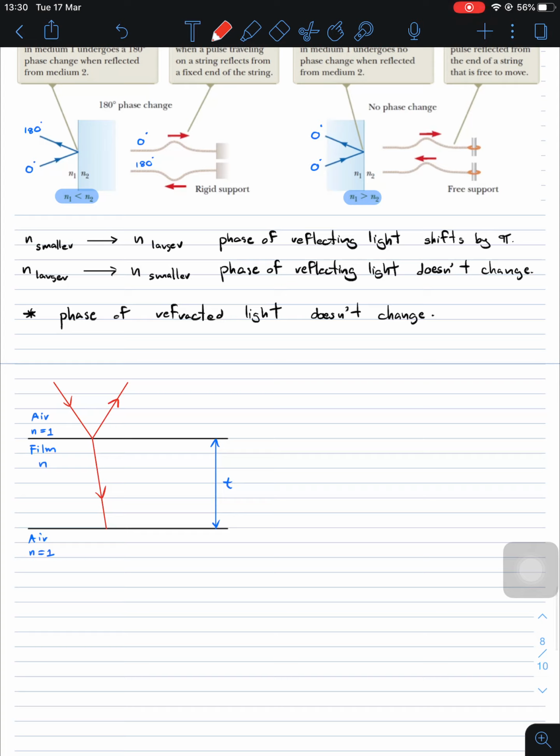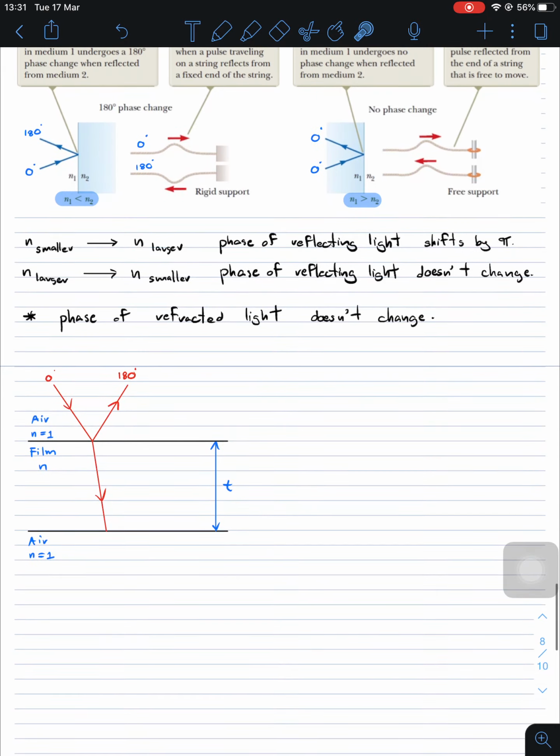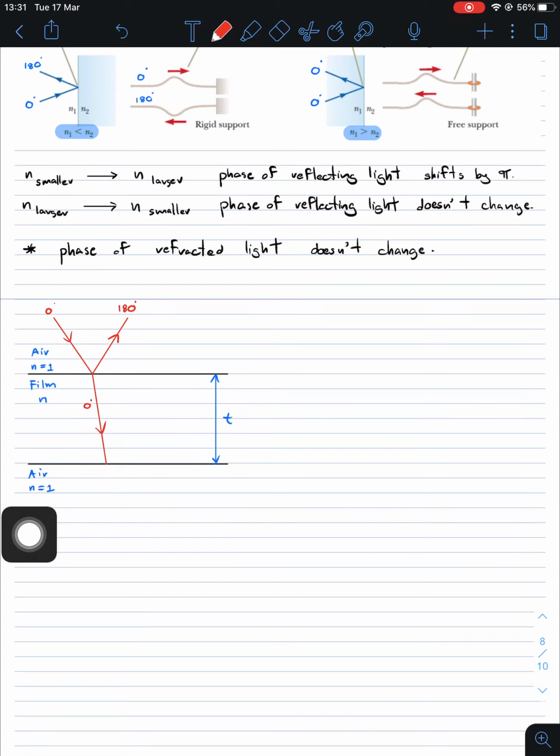If the phase of the incident one equals 0 degrees, the phase of the reflected one must equal 180 degrees. Why? Because we have light going from the lower n to the higher n, from the smaller n to the larger n. That's why the phase of the reflected light shifts by pi. But the phase of the refracted one still equals 0, it doesn't change. Now at this interface, we have the wave reflected, and some part will be transmitted too.